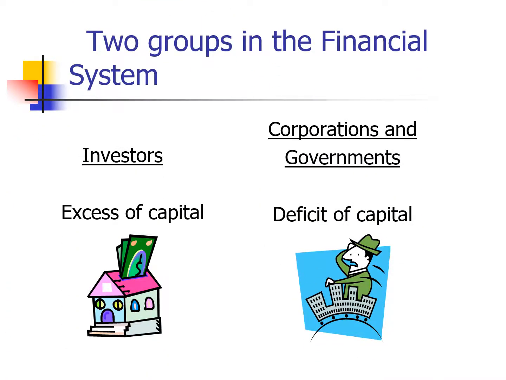Essentially, the financial system includes two groups. On the one hand, you have investors, who are people who have an excess of money that they do not need for their everyday expenses, and they're looking for a place to put that money. On the other hand, you have people who are in need of funds, who have a deficit of capital. Corporations and governments fit into this category.